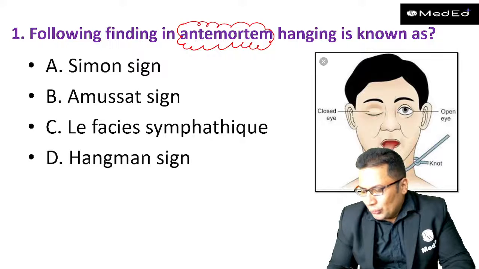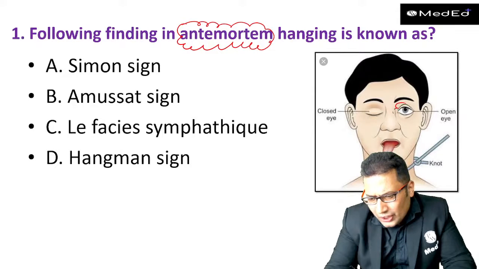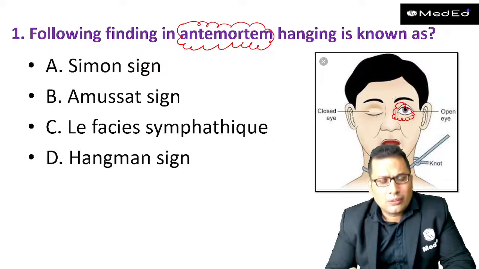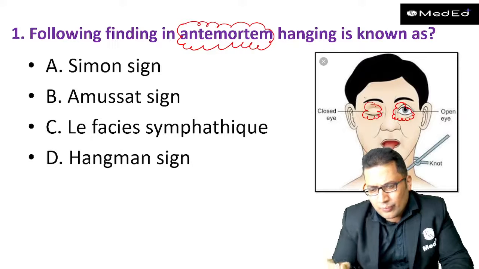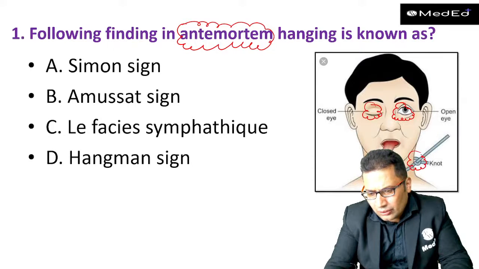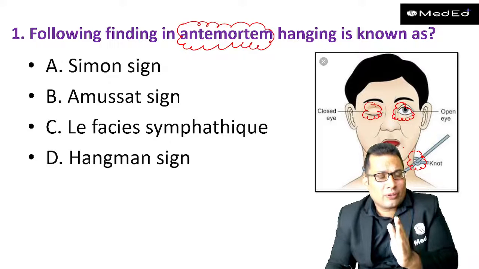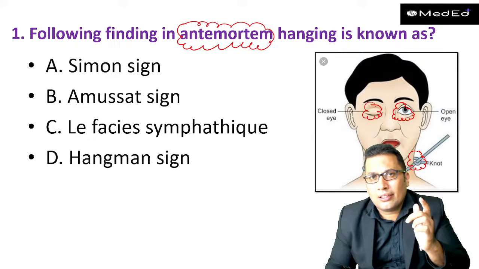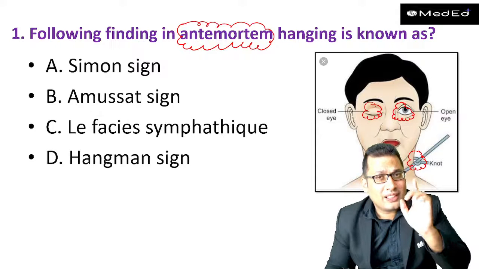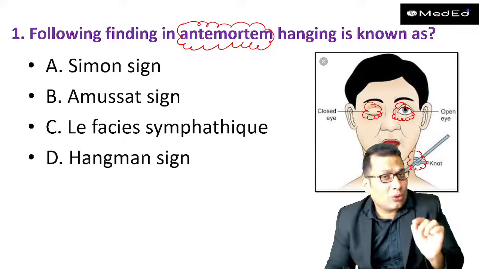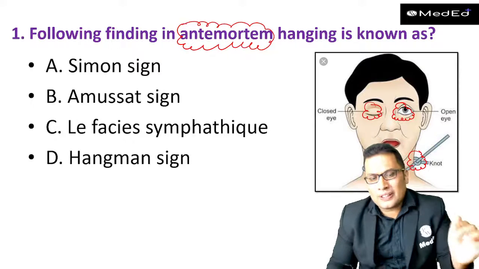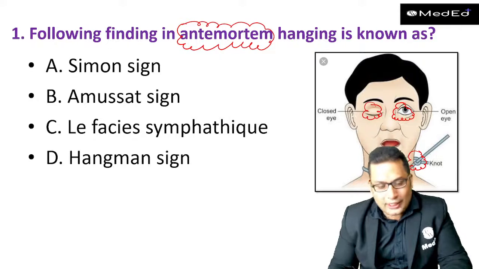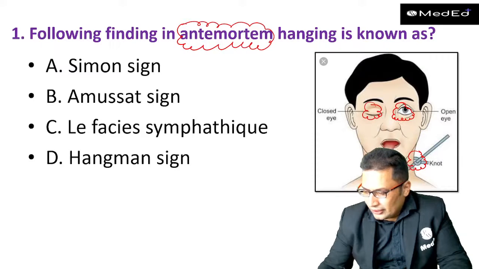There is a picture given to you. In the picture, what we can see here: one eye is open, the other eye is closed. On the same side of the knot, the pupil is more dilated and the eye remains open. This is a very important finding seen in around 30 to 40% of cases of ante-mortem hanging. So options are Simmons sign, Amsus sign, Lay face is sympathetic, Hangman's sign. Can you try? Can you answer?